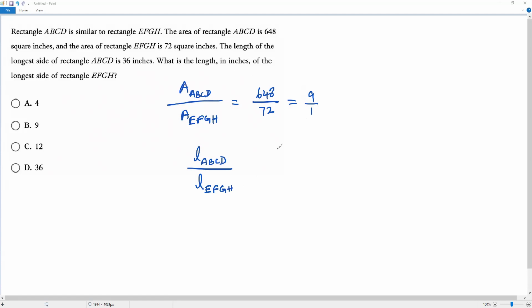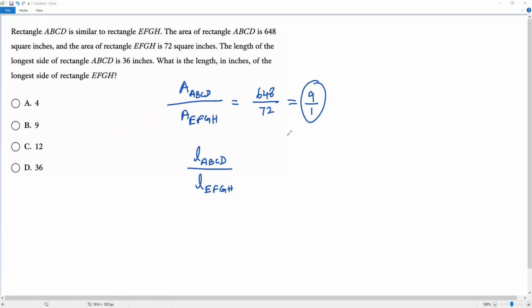We know that the area is in square units. Since this is a ratio of the areas of two rectangles, the quantities we have over here are in square units and the dimensions of the rectangles will be in linear units. Now we have to convert these square units to linear units to get the ratio of the lengths of the longest side of the two rectangles.